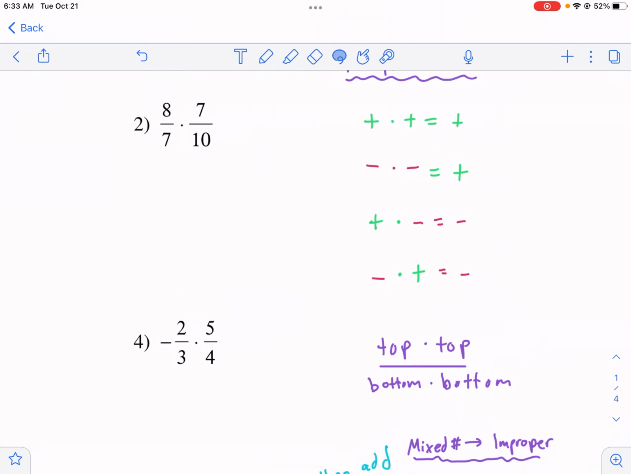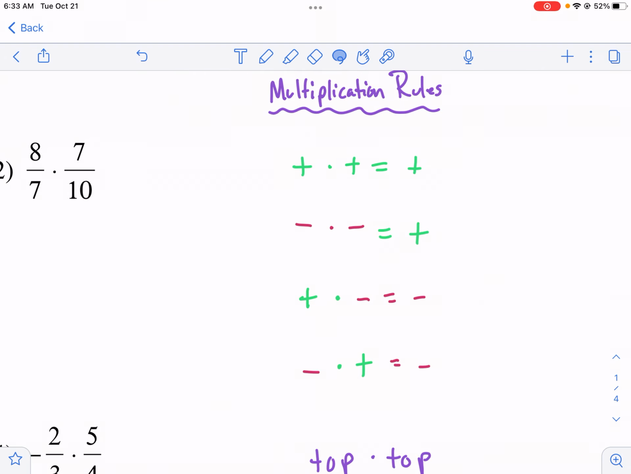For multiplication, if we're multiplying positives and negatives, this is the chart we need to understand. Positive times positive is a positive. If one of those numbers is negative, then positive times a negative is a negative, for both instances. And then if we have two negatives, it's going to be a positive. So these are just something to reference.